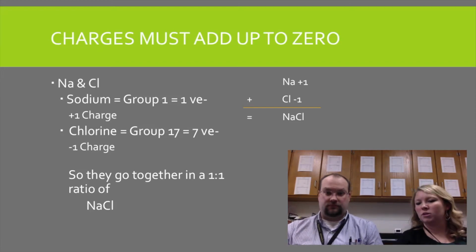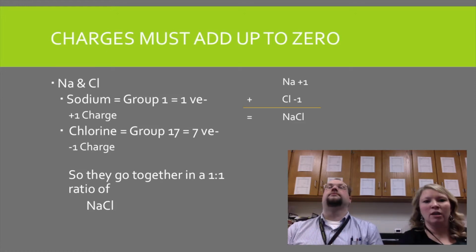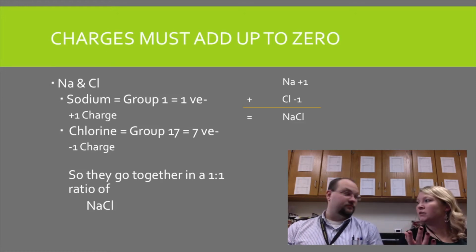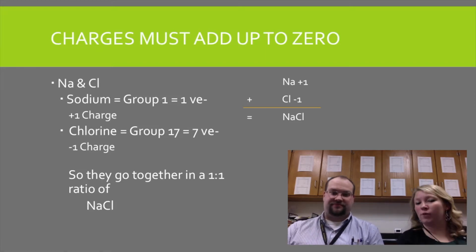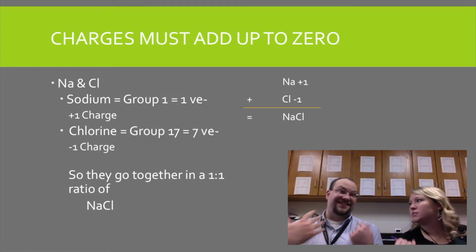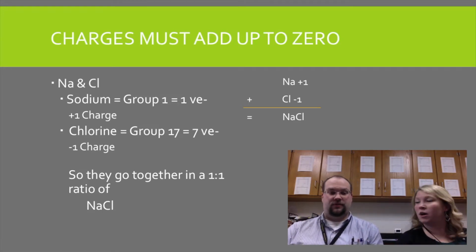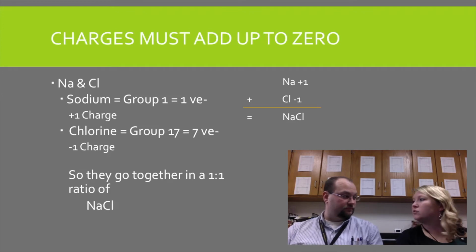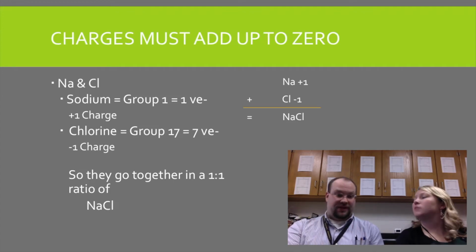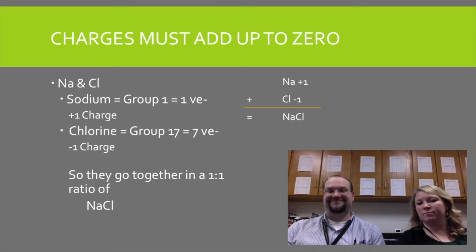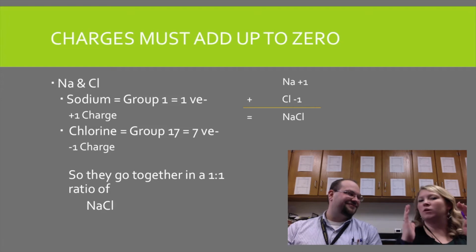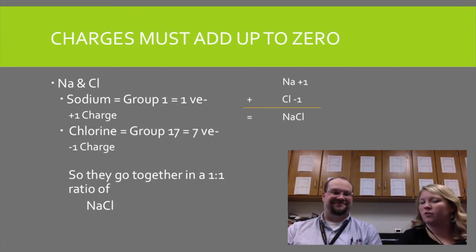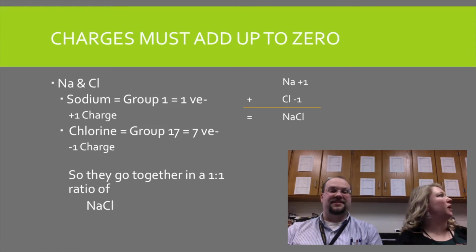Sodium's in group 1, so it has 1 valence electron, which means it's going to give up that 1. So it's going to have a +1 charge. It is going to bond with chlorine, which is in group 17, with 7 valence electrons. It's going to want to gain that 1 from sodium, so chlorine will have a -1. When they go together, the total is 0, so you have that 1-to-1 ratio. So 1 sodium and 1 chlorine come together, which equals NaCl.